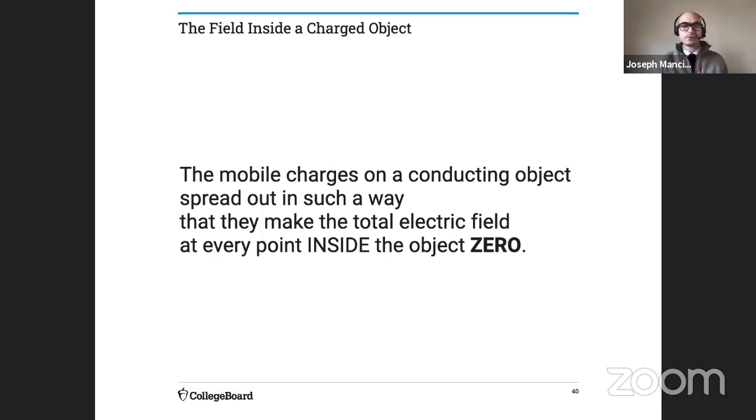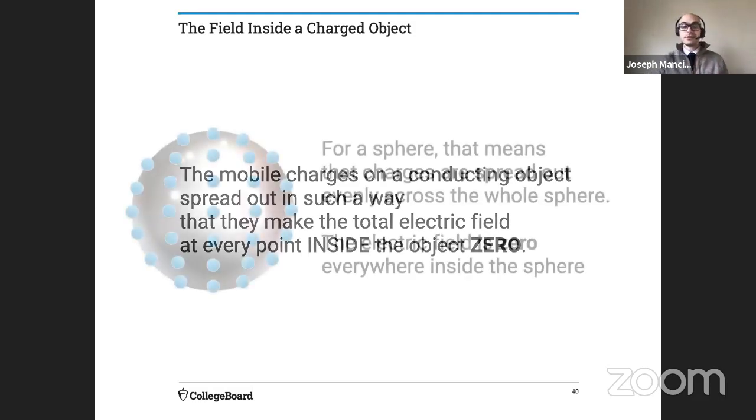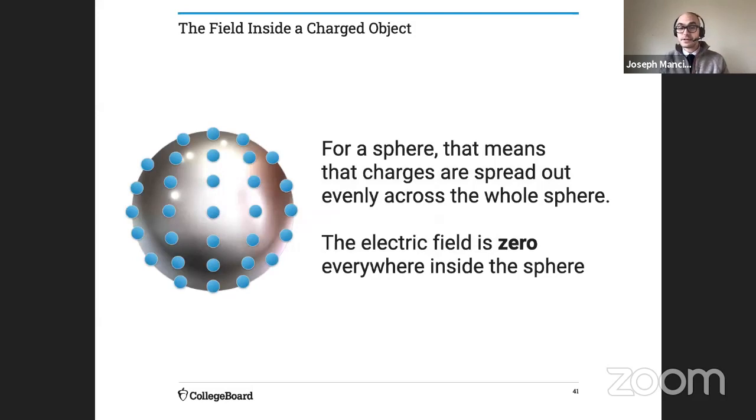All those tiny electric charges are repelling from each other, so they spread out as best as they can. The result of that spreading is to make the electric field inside that conductor equal to 0. Now, as an AP Physics 2 student, you need to know that for a sphere, that means that charges are spread out uniformly across the entire sphere. There is a uniform surface charge density on a sphere. The electric field is 0 everywhere inside the sphere.